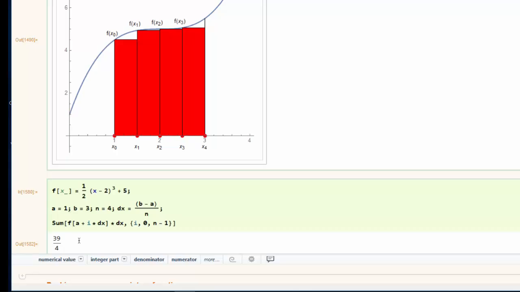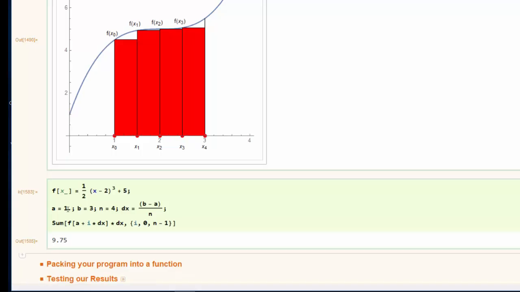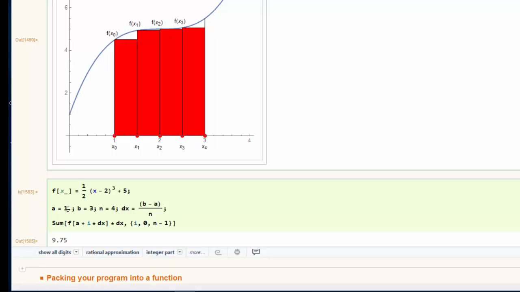Now one thing I noticed, I'm getting a value of 39 over 4. I kind of like to see the decimal value. That'll give me maybe a better sense of what the actual area is, but not only because of that reason, but also because if Mathematica is trying to calculate the exact values using fractions as opposed to using floating point values, it can actually make the algorithm go a lot slower. So you should always put in a floating point value so you get a floating point value out. So 9.75.